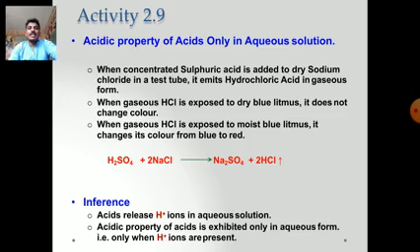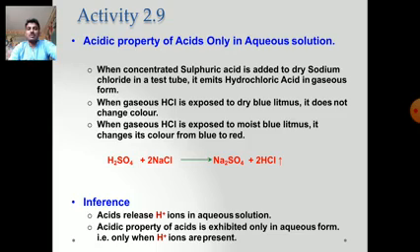Next one, activity 2.9. The acidic property of acids is shown only in aqueous solutions. When concentrated sulfuric acid is added to dry sodium chloride in a test tube, it emits hydrochloric acid in gaseous form. When the gaseous HCl is exposed to dry blue litmus, it does not change color. When gaseous HCl is exposed to moist blue litmus, it changes color from blue to red.